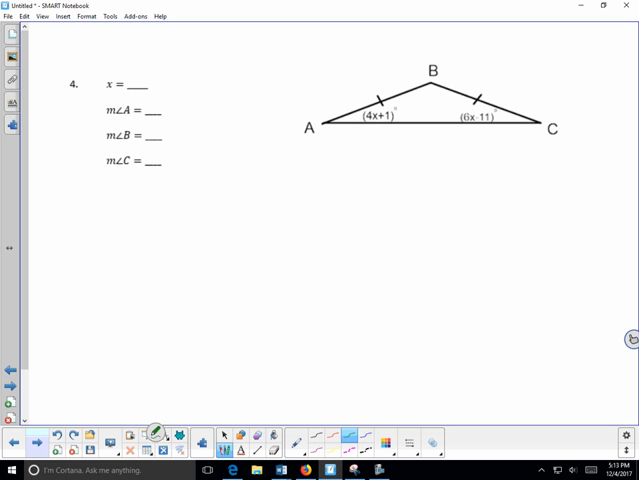In this case, again, we see segment AB is congruent to segment BC. Those are marked, which means it's an isosceles triangle. That means the base angles have to be congruent. The sides opposite those congruent sides are congruent. The angles opposite the congruent sides are congruent. Hopefully I'm saying that right. And so that means that 4x plus 1 has to equal 6x minus 11.